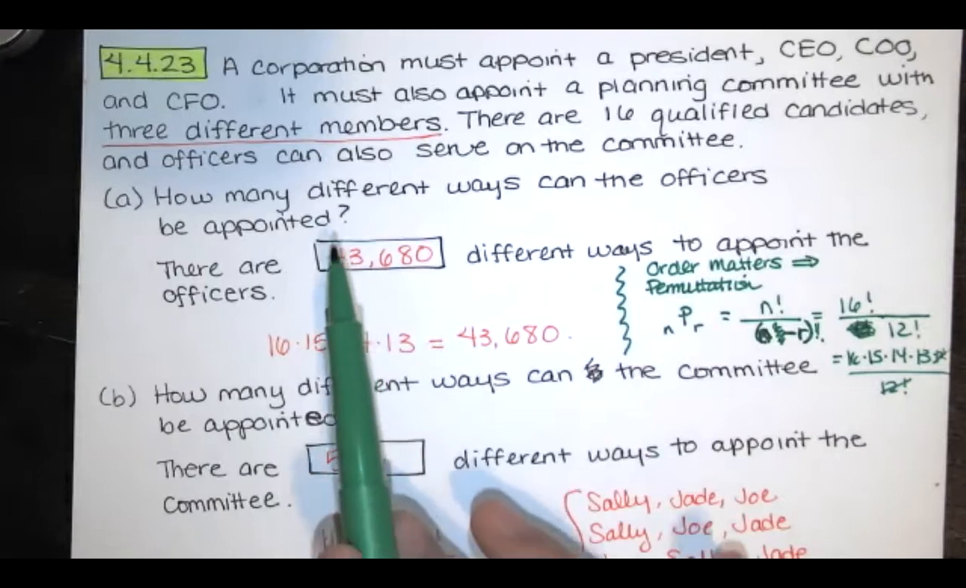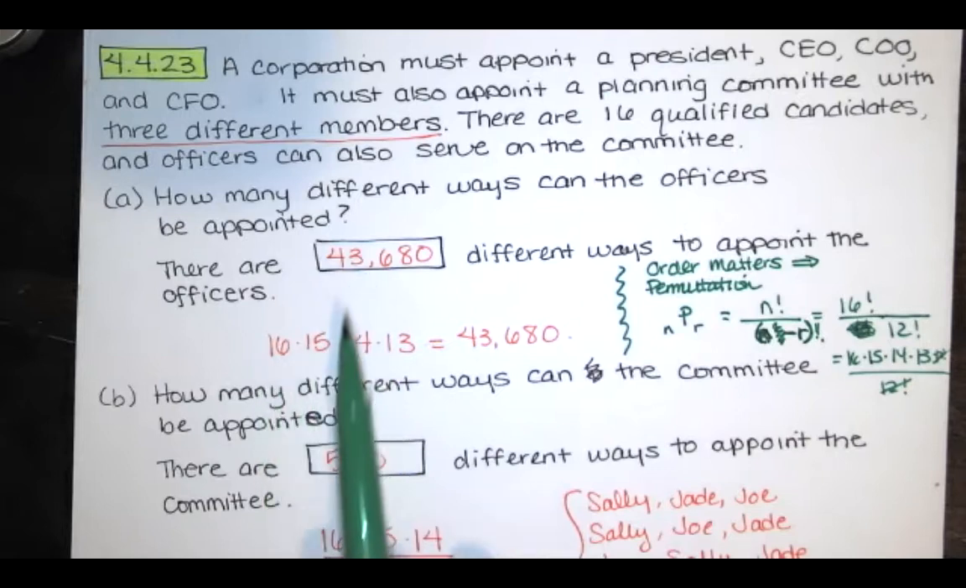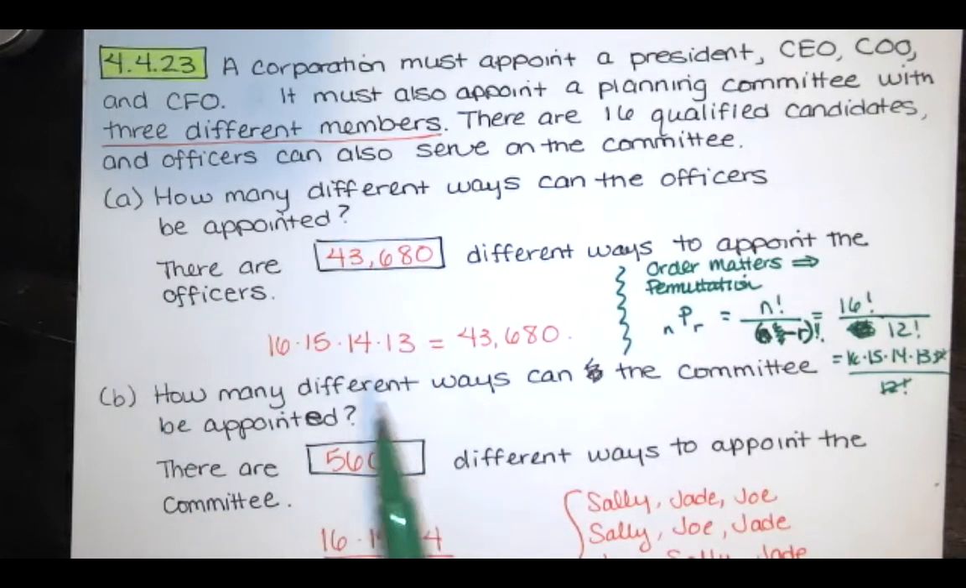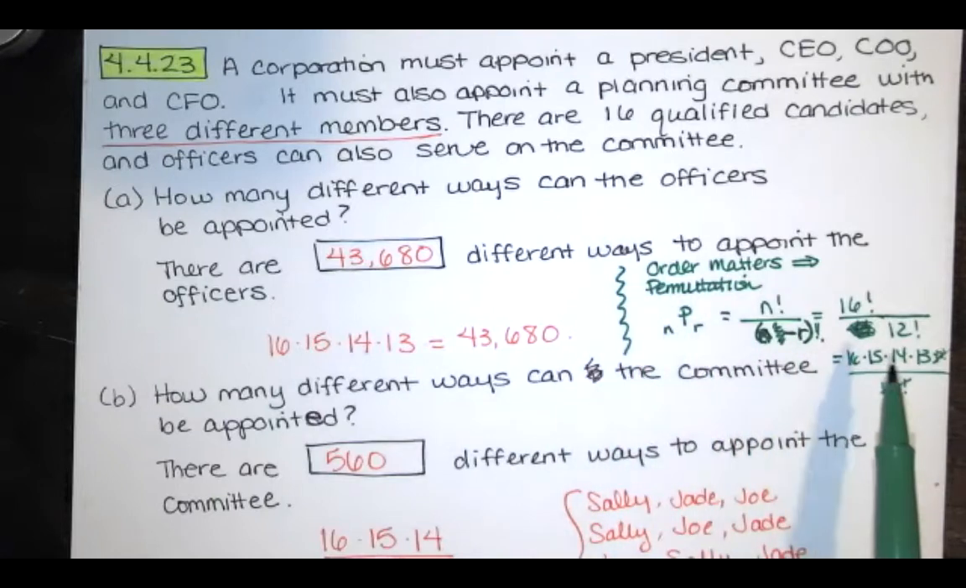We said, if I'm choosing a president, I've got 16 options. If the president can't serve as CEO, COO, or CFO, I've got 15 options for the next one, and then 14 options for the next one, and 13 options for the next one. So I just multiplied those together, and I said I only had 4 officers, so I stopped, and that gave me this. Now, if you don't want to do that, you can always use this formula.